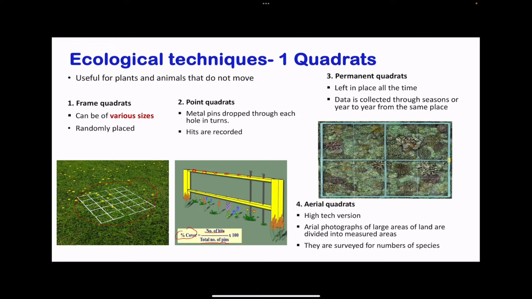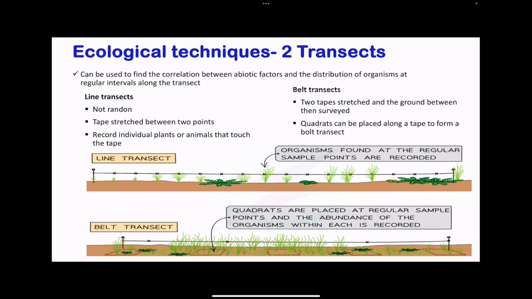Number 3, we go to the permanent quadrats. These permanent quadrats are going to be left in place at all times for longer periods of time, and data is going to be collected for seasons throughout the year in the same place. So it enables you to compare what you saw in the spring to the winter and other seasons of the year. Area quadrats are high-tech, and these take area photographs of large areas of land, and those areas are going to be continually surveyed for numbers of species in order to determine the abundance and distribution.